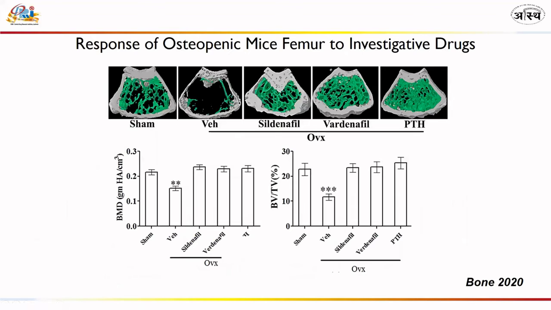This is an example from our study of osteopenic mice, and the data I'm showing is from the femur trabecular region, the femur metaphysis region. Here we used PDE5, phosphodiesterase 5 inhibitors, sildenafil and vardenafil. Here also we found that in the vehicle-treated osteopenic group, there was a strong erosion of trabecular bone, as evident from low BMD and BV/TV.